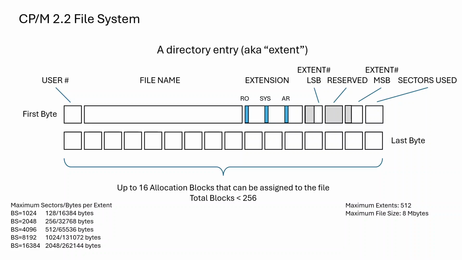And then the next byte is reserved. After that is a continuation of the extent number, the most significant bits. There's 5 of those. And the last byte is the number of sectors used in this extent, in this directory entry. Below that are 16 bytes that are used for the allocation blocks assigned to this directory entry, or this extent.